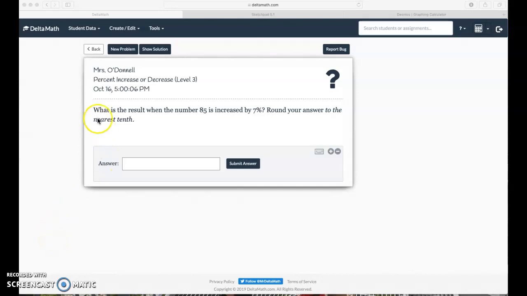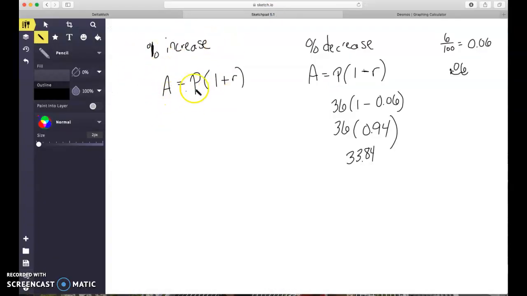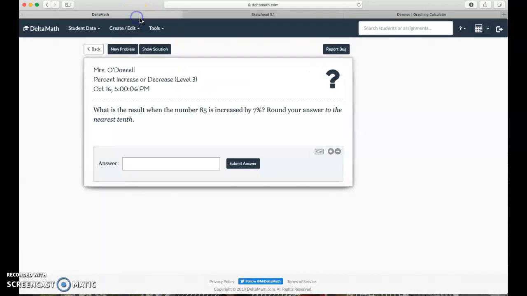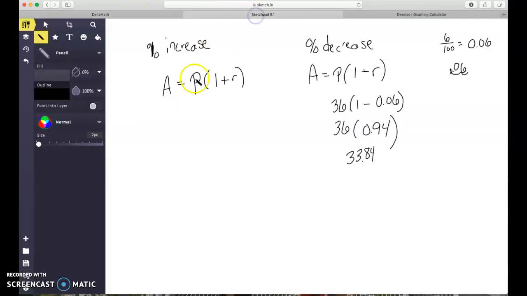Okay, so now we're going to move on to percent increase or decrease level 3. What is the result when the number 85 is increased by 7%? Round your answer to the nearest tenth. Just like we've been doing, we can use our percent increase formula. Delta Math asked 85 increased by 7%.